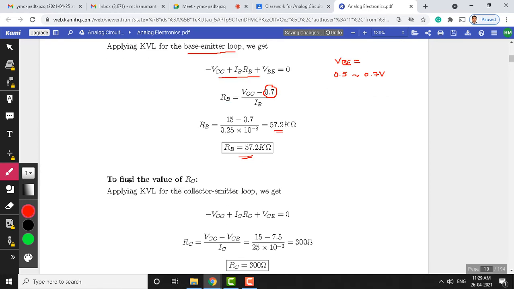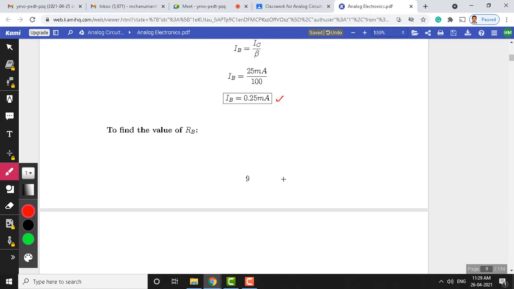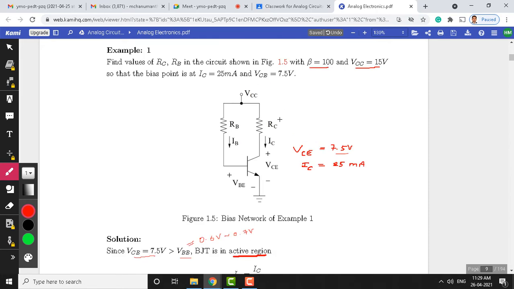Next, let us find out the collector resistor. A similar KVL equation can be applied to the collector emitter loop. So, you can see in the basic circuit, this is the collector emitter loop. Starting from the supply voltage till the ground here, we can apply KVL. So, this is the collector emitter loop. Okay. So, this is the base emitter loop, and this is the collector emitter loop.